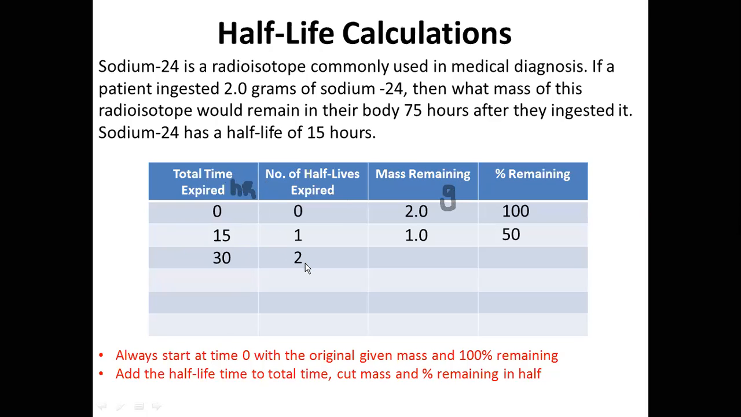That means 2 total half-lives have gone by, right? 2 times 15 makes the 30. What are we going to do to the mass remaining? Well, it's called half-life. That mass remaining gets cut in half. So now there's no longer 1 gram of radioactive material remaining. There's half of that, 0.5.